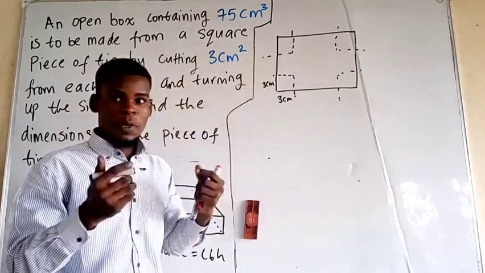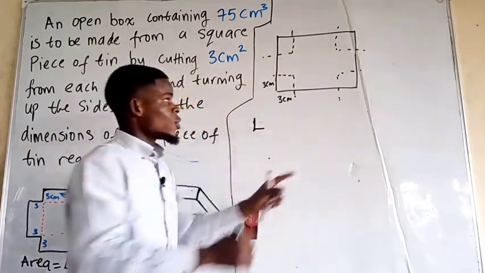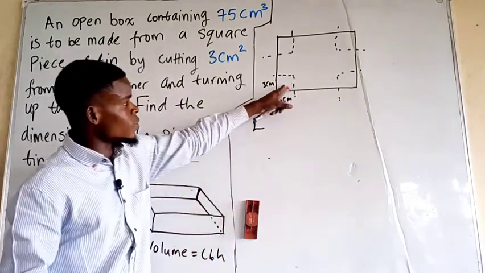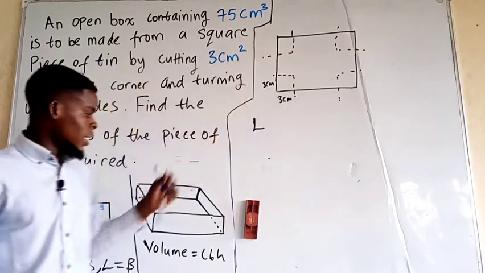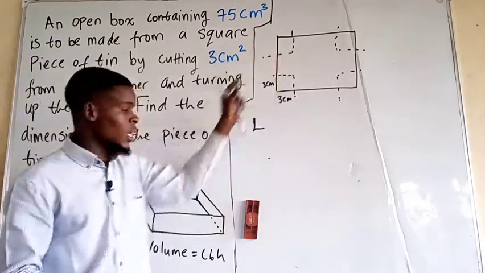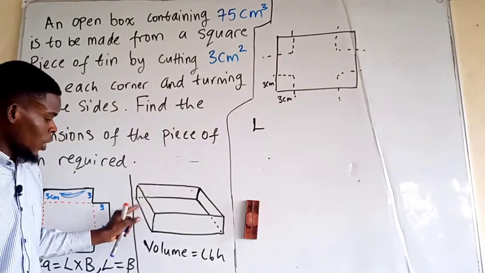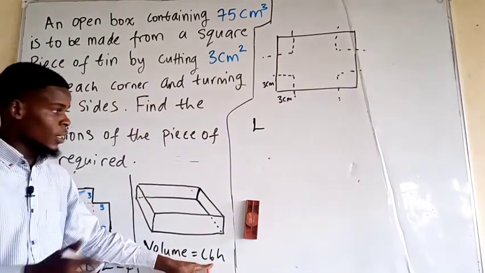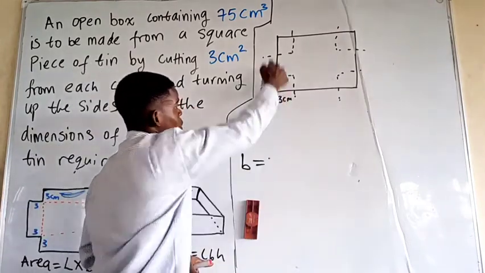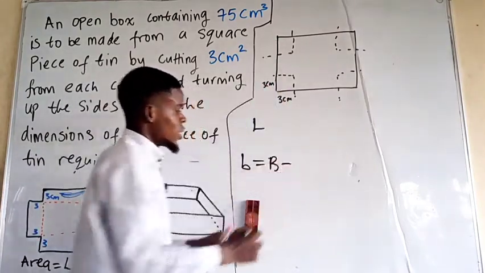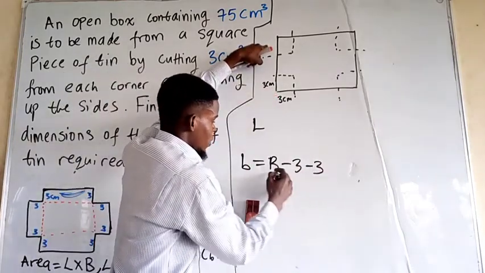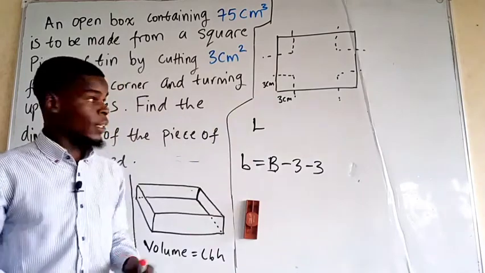So let's say that the capital L is the length of the actual piece of tin. Now, when you take away 3 centimeters from here and 3 centimeters from here, let's talk about the breadth. The breadth of this box will now be B. Let's call it B. B is gotten from the breadth of this minus 3 here and 3 here. That is minus 3 minus 3. So what have we got there?